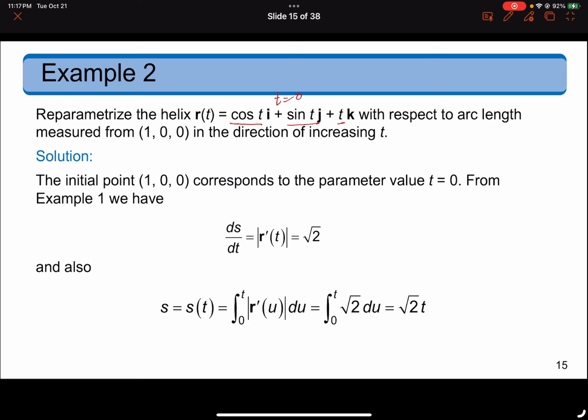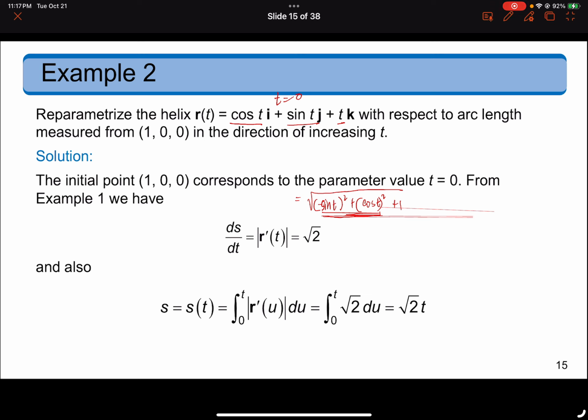So the derivative of s with respect to t is the magnitude of the derivative of r of t, which is square root of 2. This was derived earlier. This is the square root of negative sine t squared plus cosine t squared plus 1. So sine squared plus cosine squared is 1, plus 1 is 2.